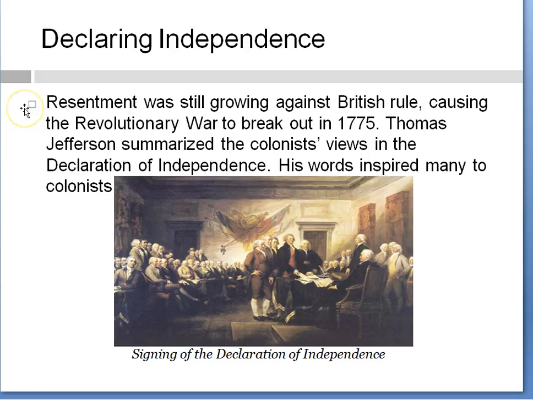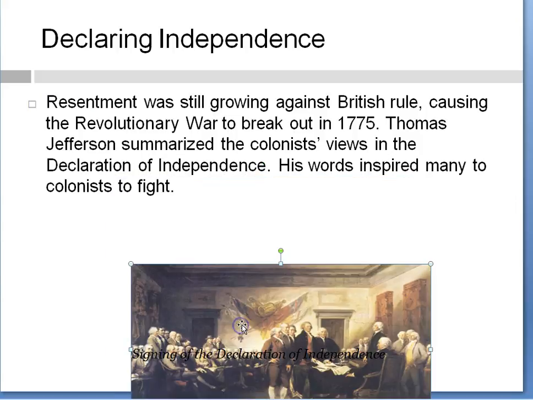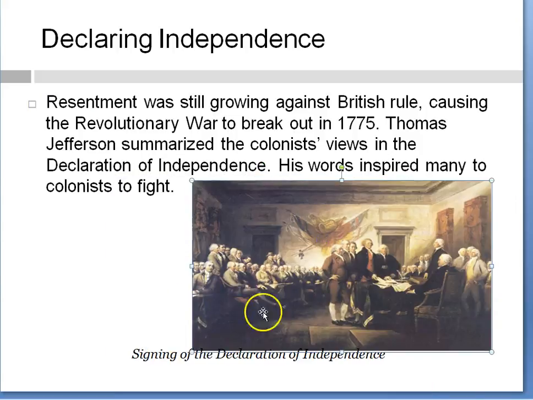Now, resentment was fermenting in the colonies and growing against British rule, causing the Revolutionary War to break out in 1775. Thomas Jefferson summarized the colonists' views in the Declaration of Independence. His words inspired many colonists to fight.